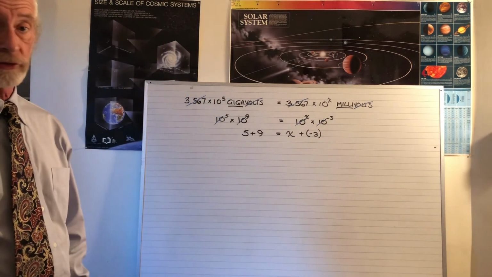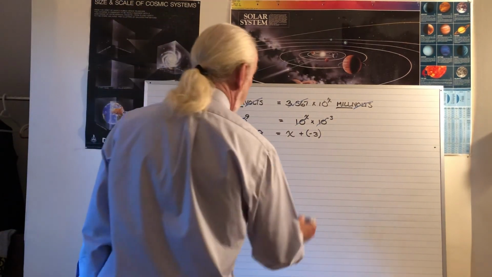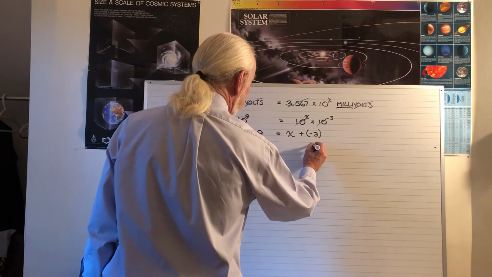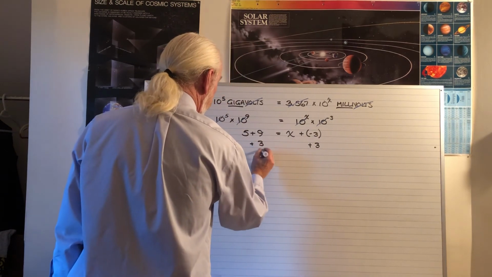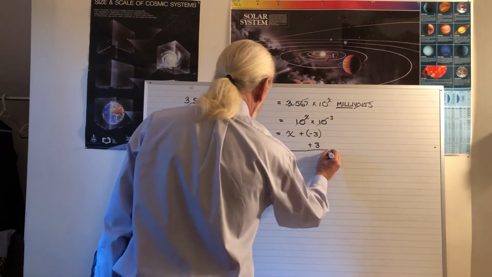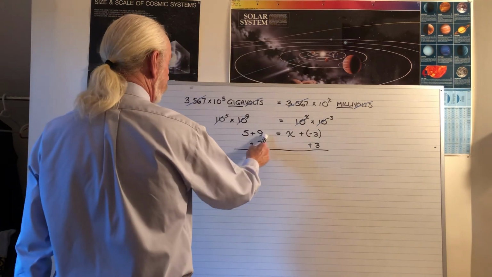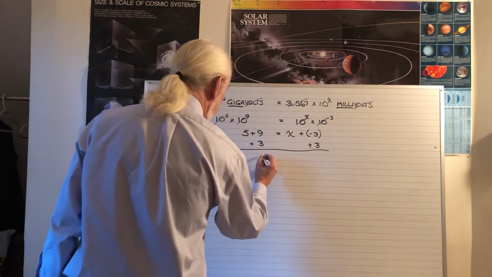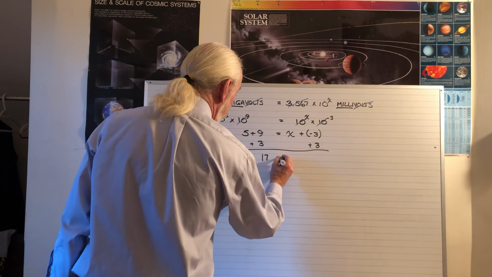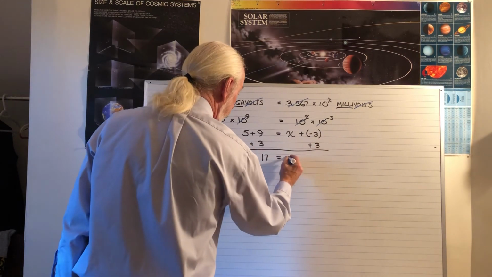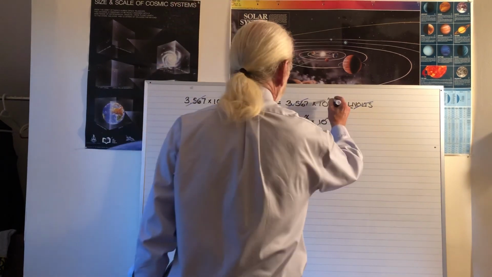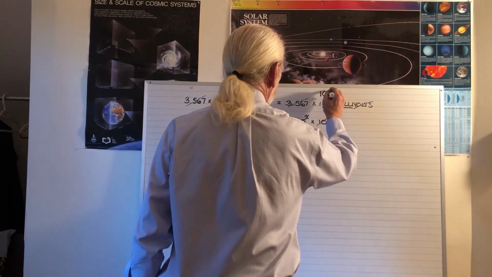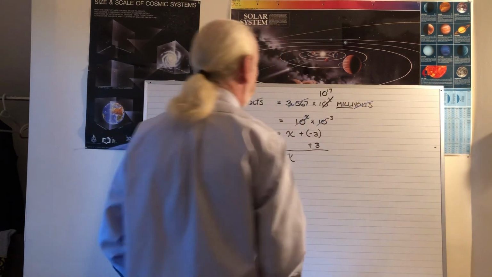That's a pretty simple algebra problem. So I'm going to add a positive 3 to both sides. Five plus 9 is 14, plus 3 is 17, equals, these cancel out, x. So what's my answer? 10 to the 17th power.